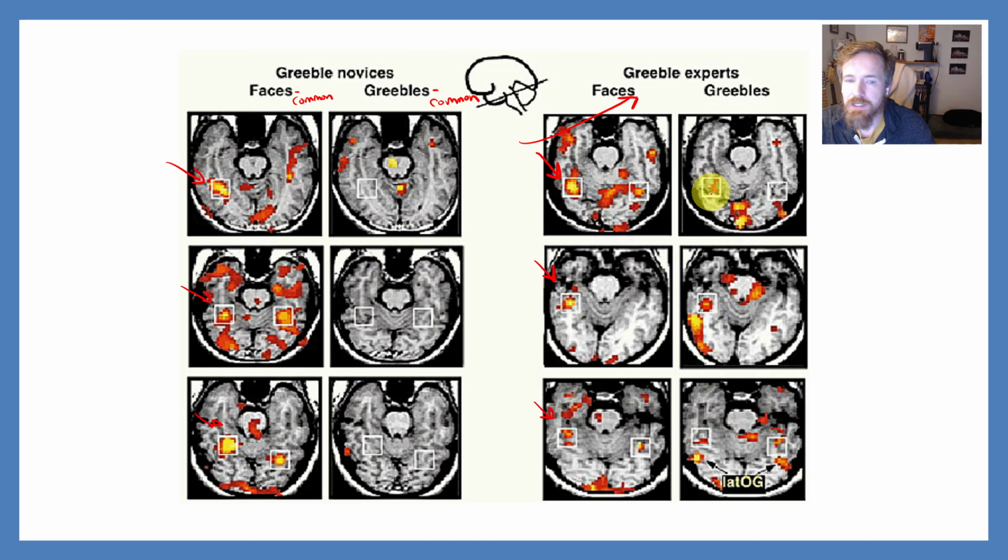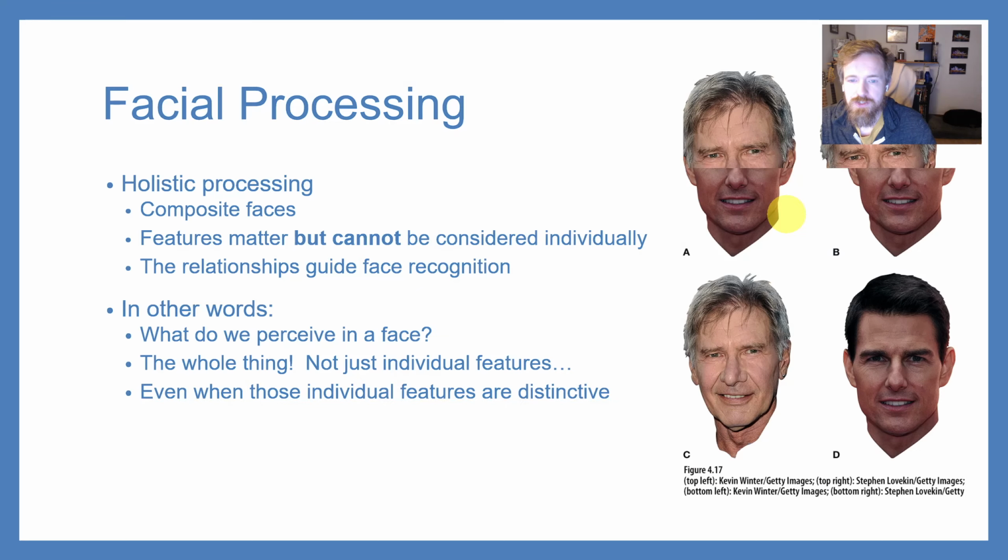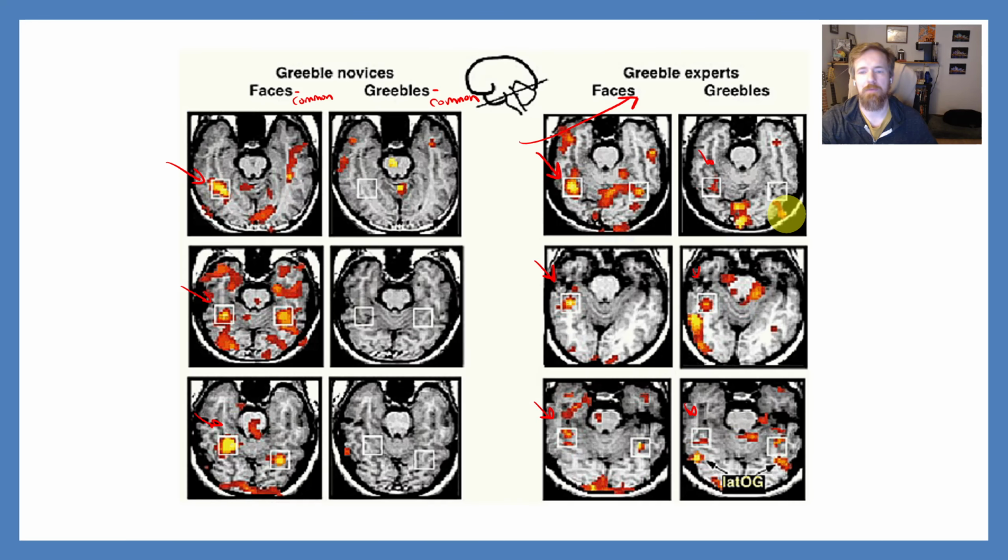But now, look at all this new activation going on, right? So you have all this new activation after just 5 to 7 days of practicing. So in just that short amount of time, people's brains are starting to respond differently to this stimulus class set.